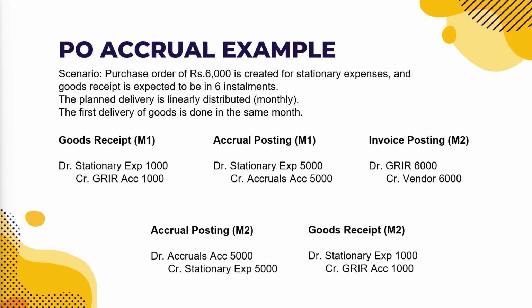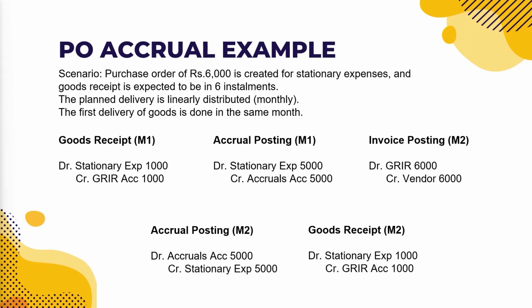Let us take a scenario. There is a purchase order created for stationery procurement of a total amount of 6,000 rupees, and the goods delivery is supposed to happen in various installments. Let us also assume that this planned delivery is a linear distribution. That means delivery happens every month over a span of 6 months, that is 6 installments. Also assume that in the same month in which the purchase order is created, the first goods delivery happened. Let us see the accounting entries.